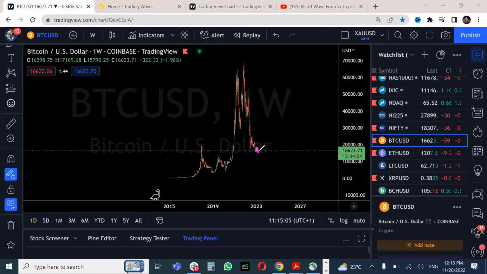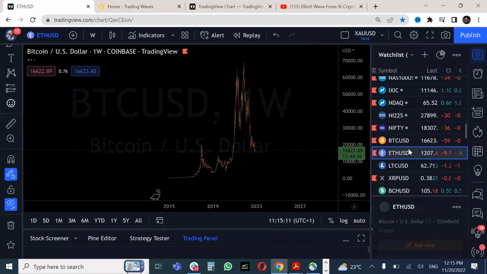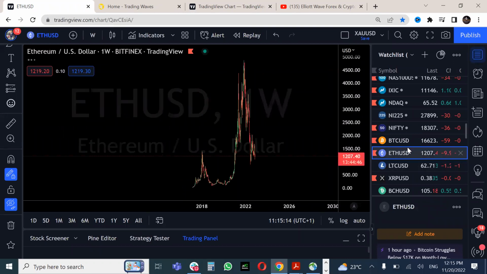If it's going to continue to the downside, we will wait for the signs of reversal. But right now, there is no sign of reversal. We're still seeing continuation to the downside. We will see more downside on Bitcoin.